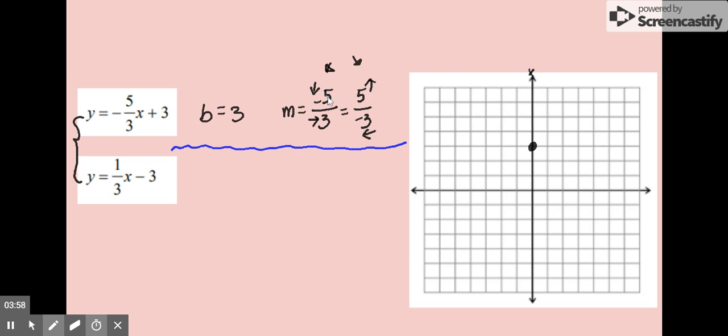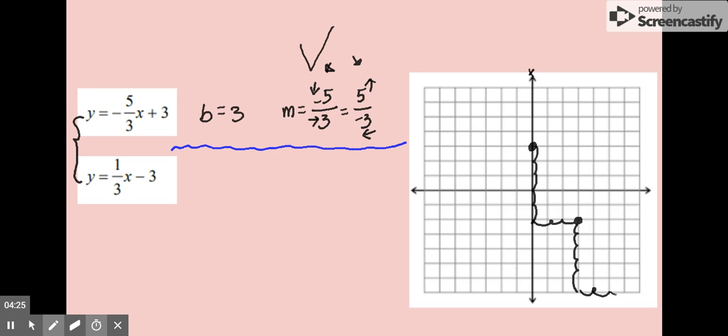So I would go down by 5. I'm going to choose this one. I'm going down by 1, 2, 3, 4, and 5. And are you going to the left or right? You're going to the right by 3. 1, 2, and 3. You stop here. We're going to go down another 5. 1, 2, 3, 4, 5. And going to the right by 3.